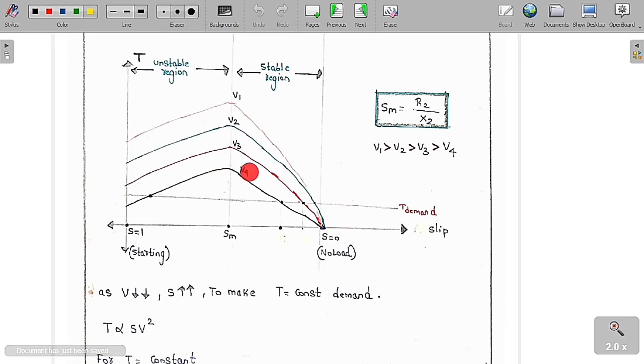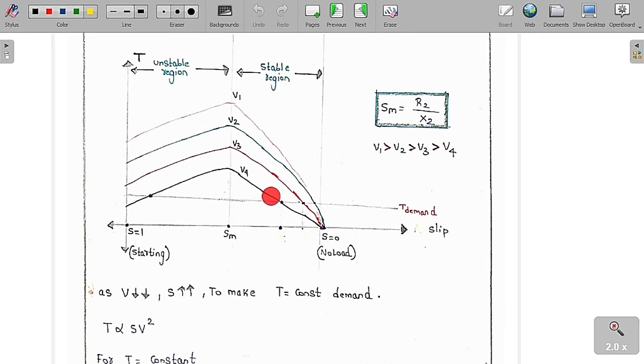Now we can say what the stable region and the unstable region are. This is called a stable region and this is called the unstable region. Whenever the slip is nearly equal to 0, in this region, it is nearly rotating at NR, so the NR is nearly rotating at NS. So we can say that region is said to be a stable region, whereas here it is said to be the unstable region.